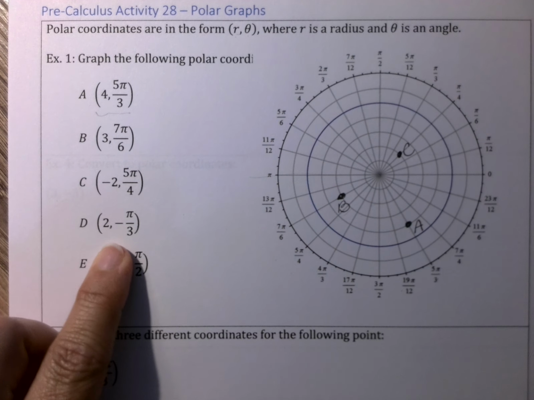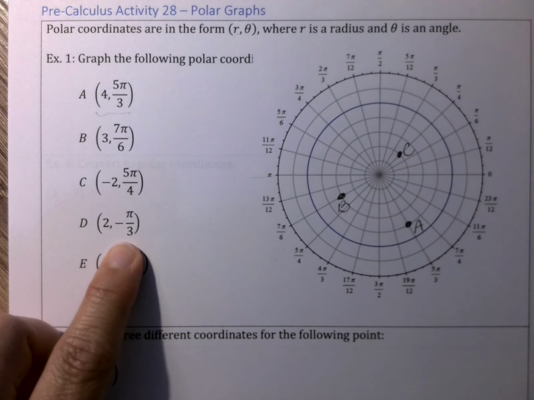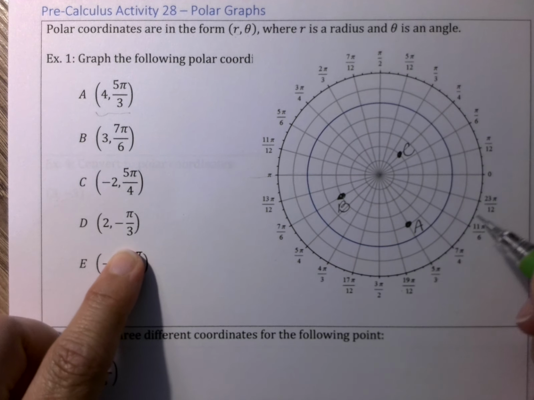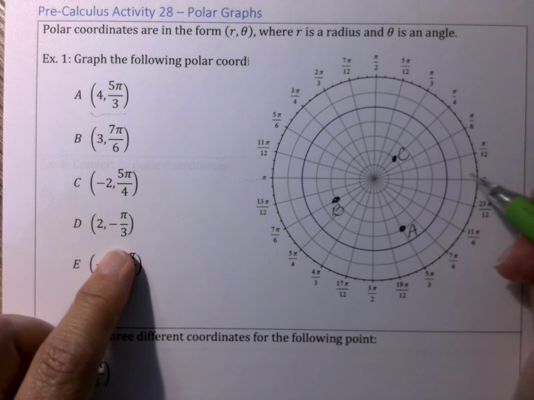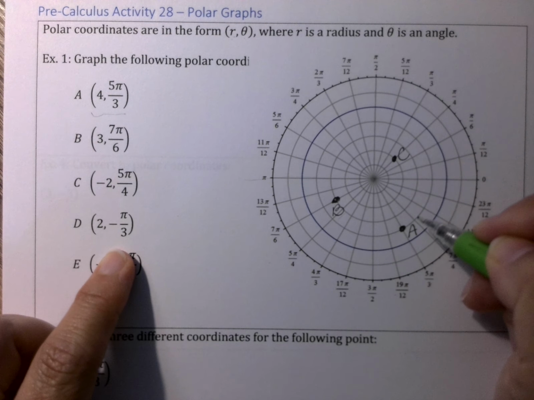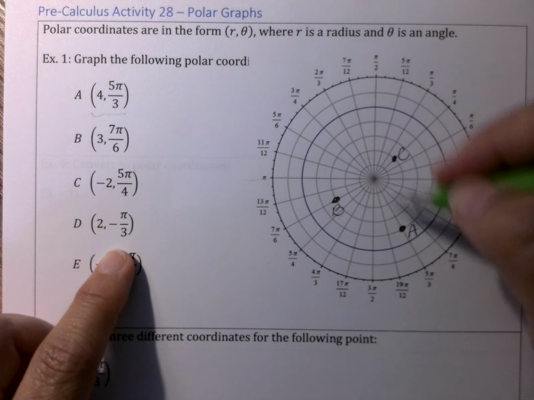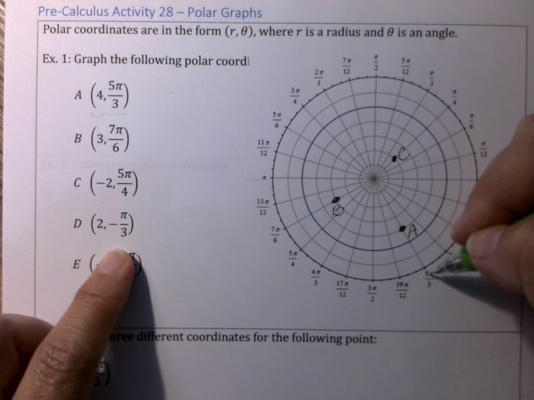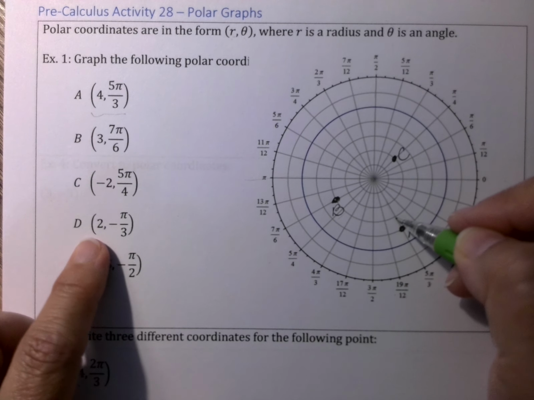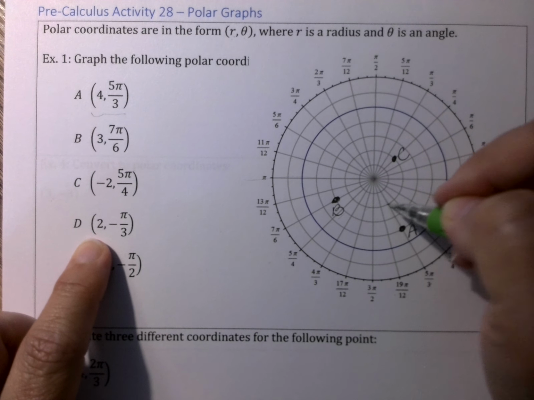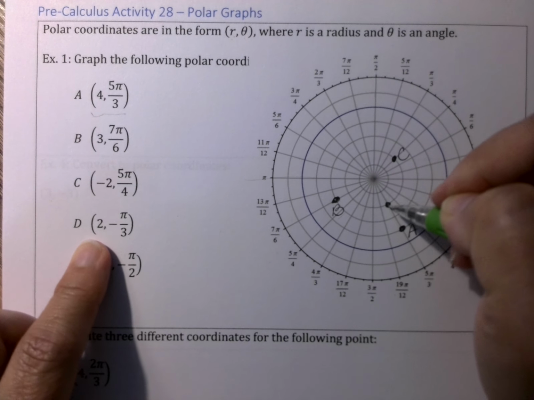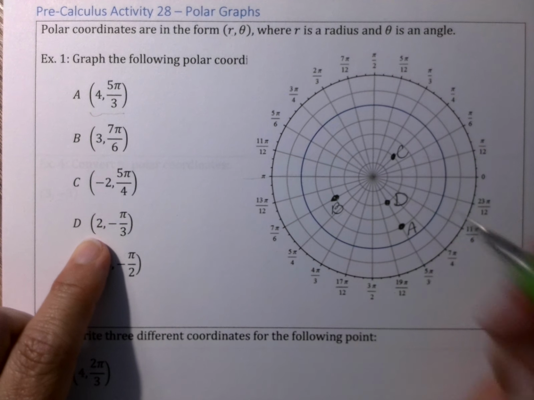Next up, you can see point D has got a negative angle, and we're just going to find that angle working in the negative direction. So I'm going to start here at 0, and I'm going to go negative pi over 3, which puts me on this 5 pi over 3 spoke, but it's negative pi over 3. And my radius is 2. So I'm going to count 1, 2. And right here would be point D.